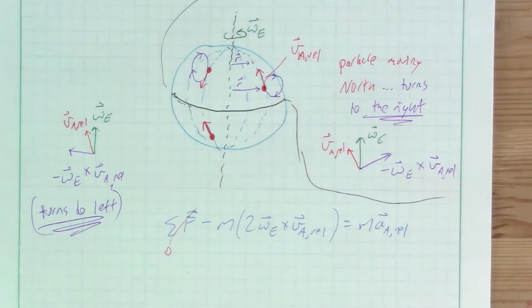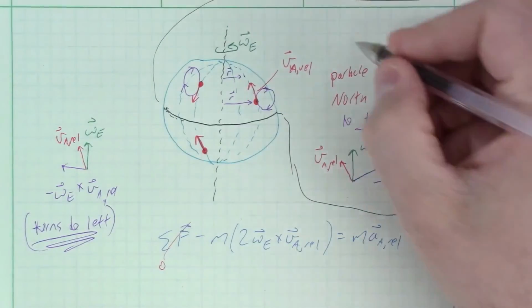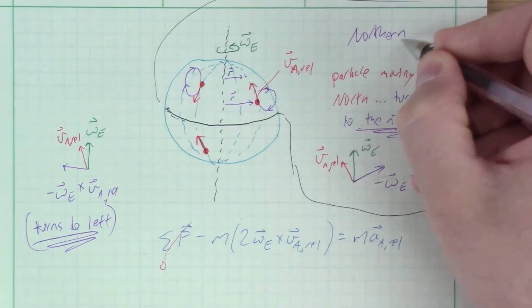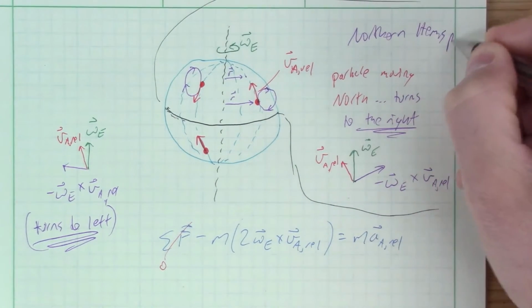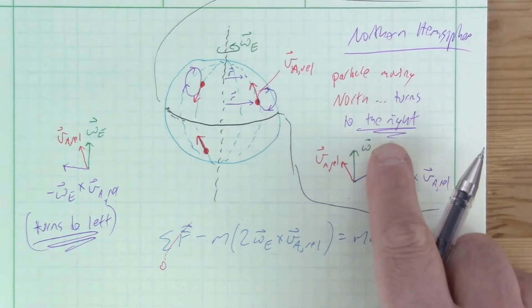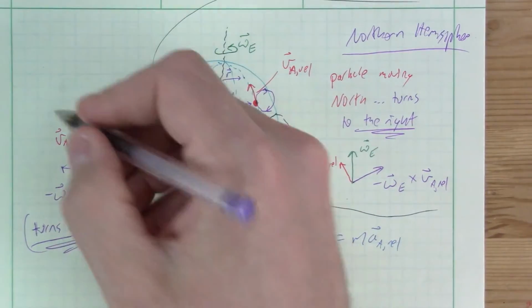Turns to the right in the northern hemisphere, right? So northern hemisphere particles are constantly turning to the right. Southern hemisphere.